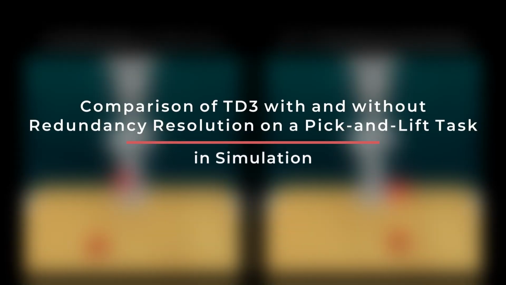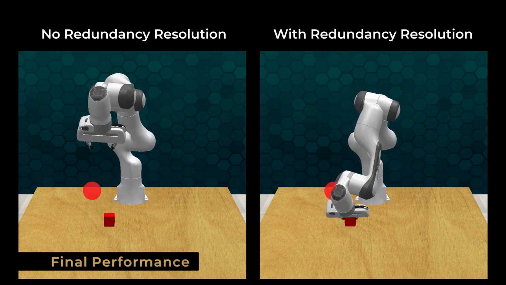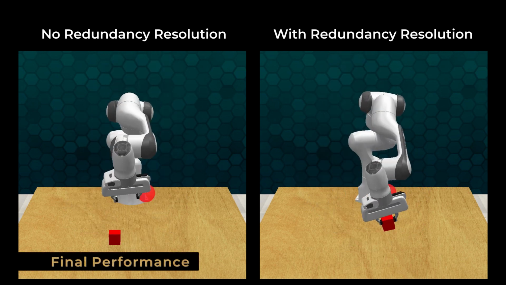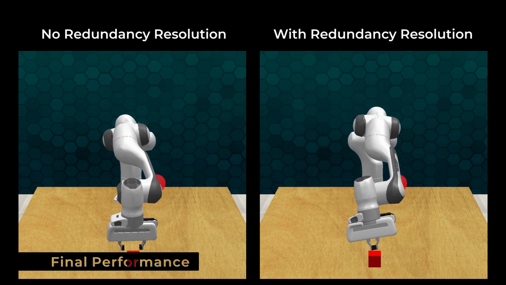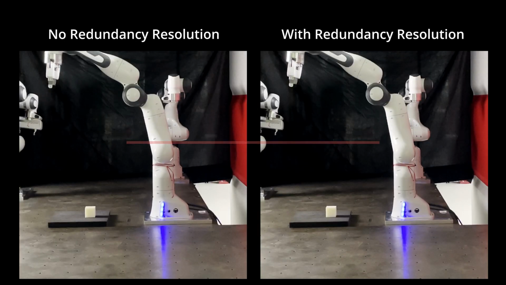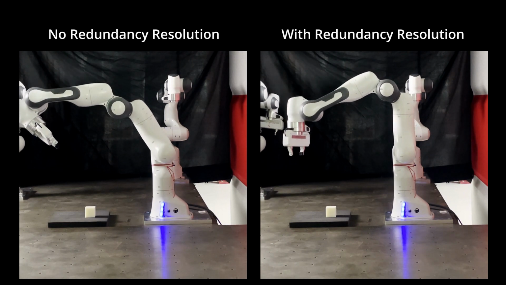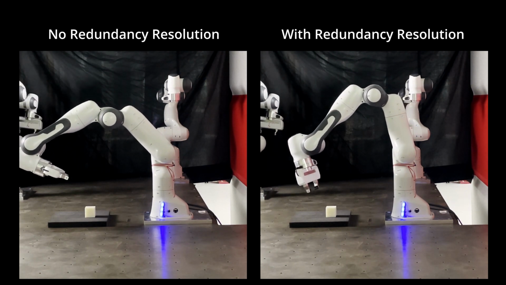Now let's take a look at the results of a TD3 agent on a pick and lift task. At the end of training, both agents are able to grasp at a success rate of around 90%. However, the gripper orientation is now particularly important, as a skewed gripper position might cause contact with the table. Let me show an example on the real robot. Note that the gray foam plate is added to compensate the height of the additional plate under the robot.